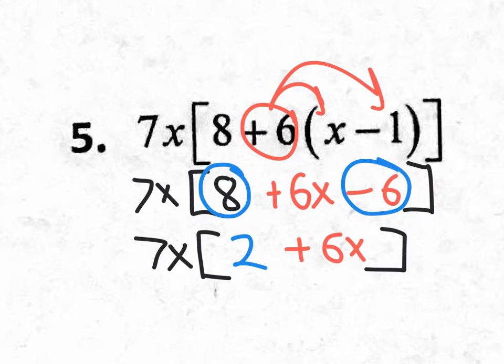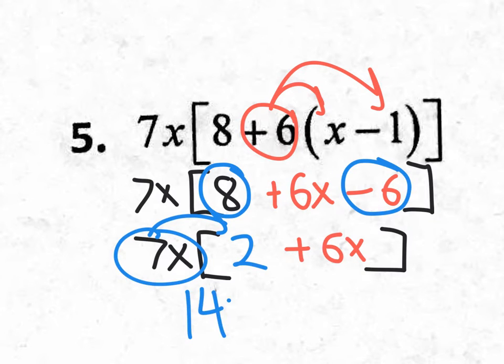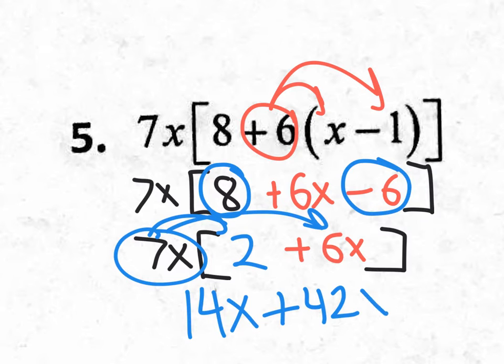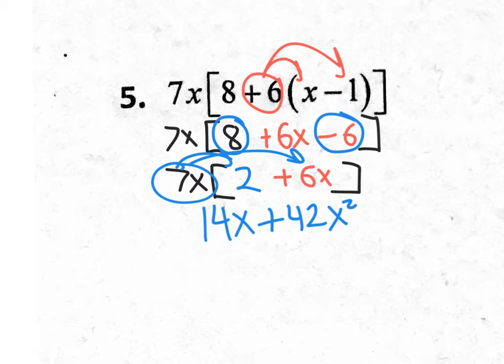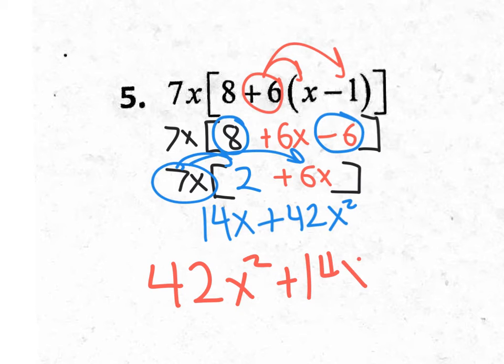They're different terms. So I'm going to distribute the 7x now. So 7x times 2, that's 14 x's. And then 7x times 6x, that's really 7 times 6, which is 42. And x times x, which is x squared. So the only better answer than that would be to put it in order, highest exponent down to smallest. So 42x squared plus 14x would be the best answer.